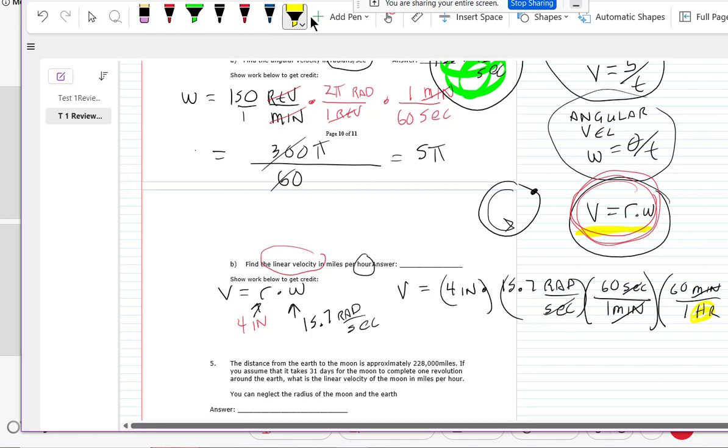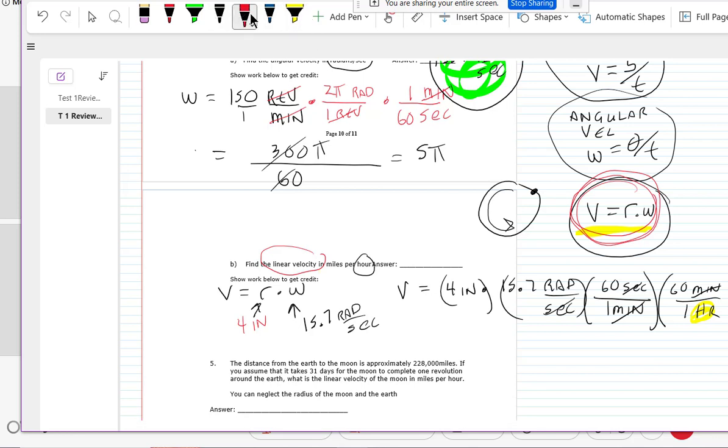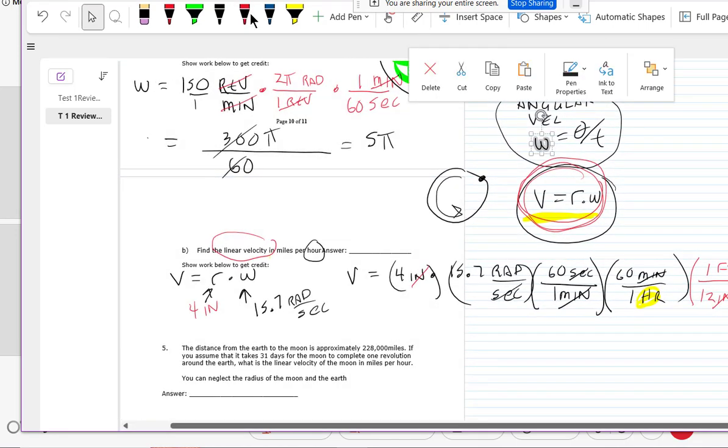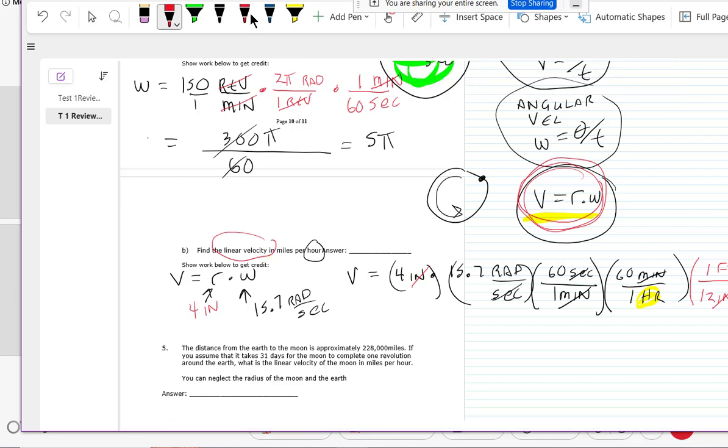Okay. The other thing we have to do on this is take the inches to miles. So this goes like this. There are 12 inches in 1 foot. Okay, so that will take care of your inches. Then we live in the mile high city, so I always tell students, if you live in Denver, you need to know how many feet are in a mile. Okay, so there are 5,280 feet in 1 mile.